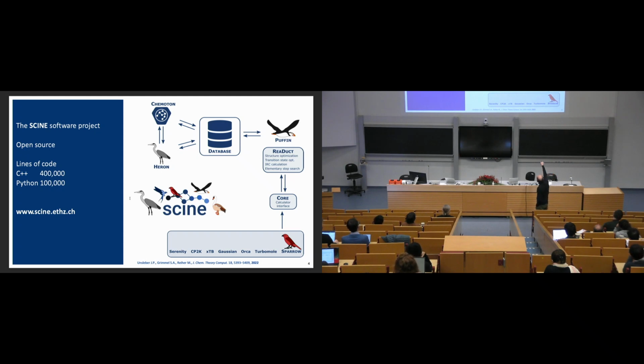Point is that we have a module that is called Chemoton that does the exploration. We do have a graphical user interface that's called Heron. Everything communicates with the database where we store all the transition states, all the stable intermediates, and so on, and we can dock this to various programs that do raw data generation.